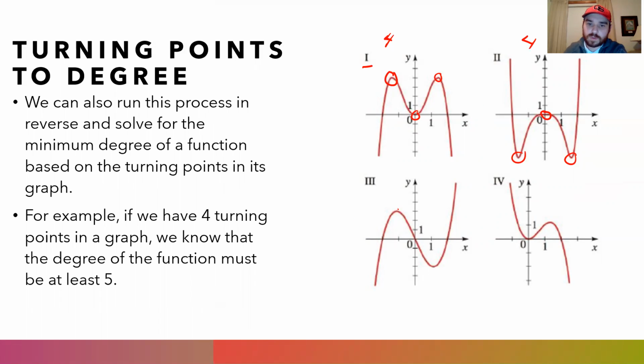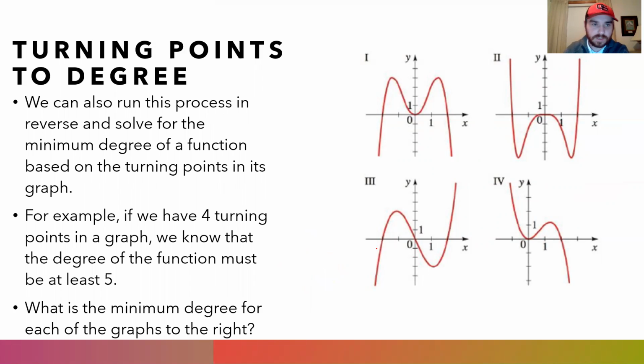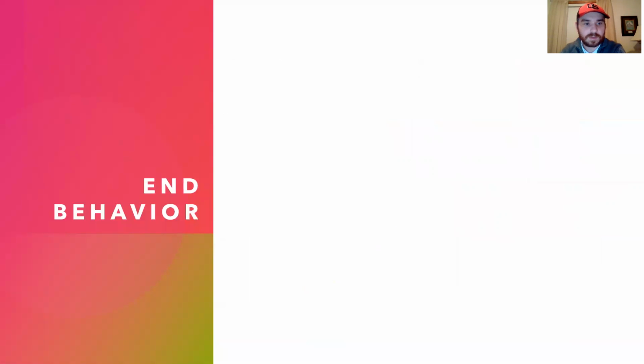This graph right here has 1 turning point, 2 turning points, so its minimum degree must be 3. And this one is the same thing, 1 and 2, so its minimum degree must be 3. You could imagine having a graph that looks something like this, where it's 1, 2, 3, 4, 5, 6. It goes like that. The minimum degree of this graph would be 7. So again, that one shouldn't be too terribly difficult, I don't think. I skipped the question part.